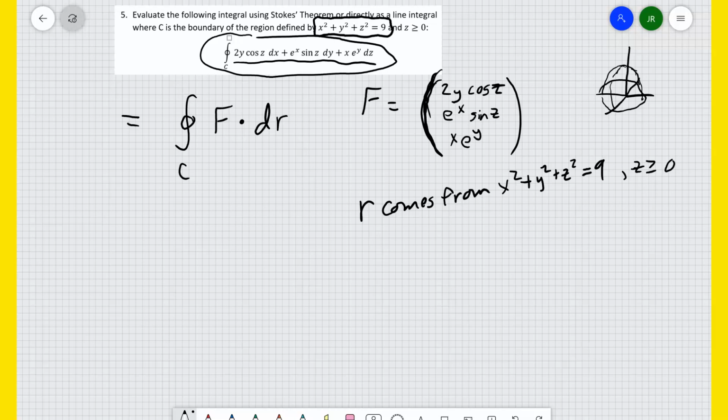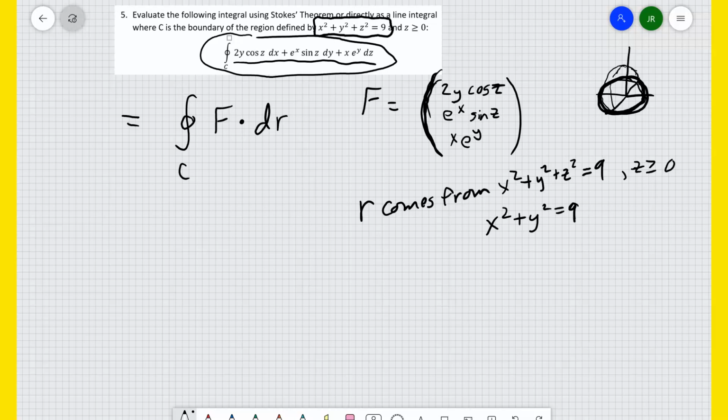If z was not greater than or equal to 0, it would be a sphere with radius 3. But because z is greater than or equal to 0, it's a hemisphere, a dome on top, the top half only. Now, the region is actually just this circle on the xy plane, where that dome intersects the xy plane. So that's just going to be where z is 0. This term can go away. It's just going to be x squared plus y squared equals 9.